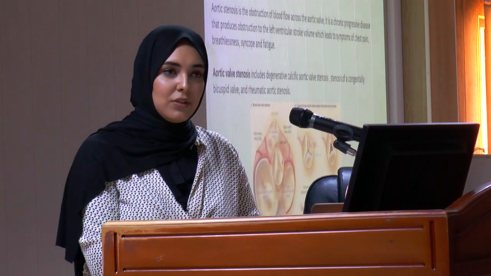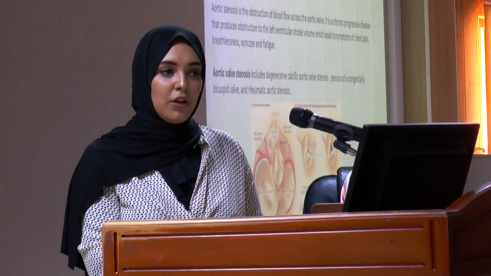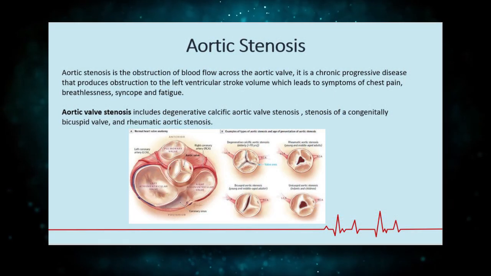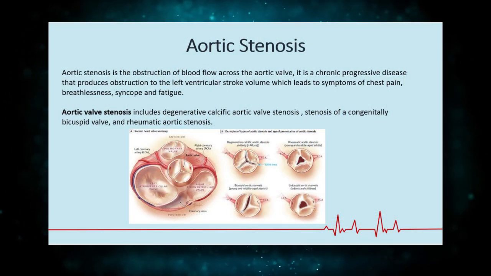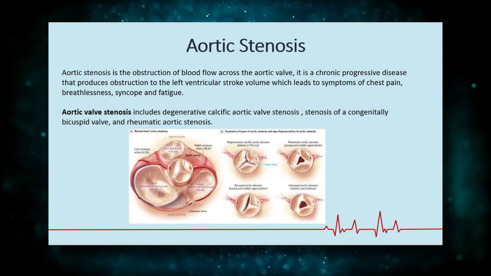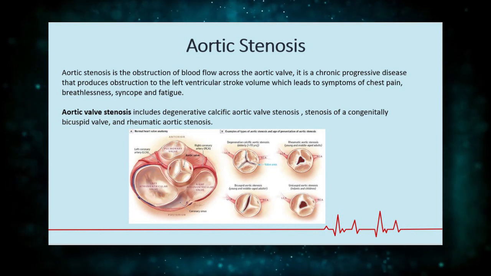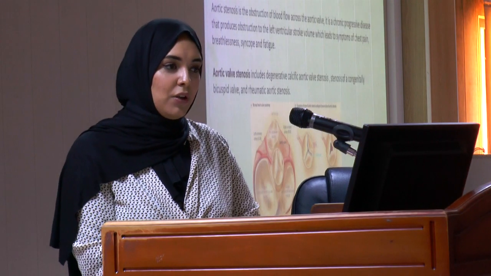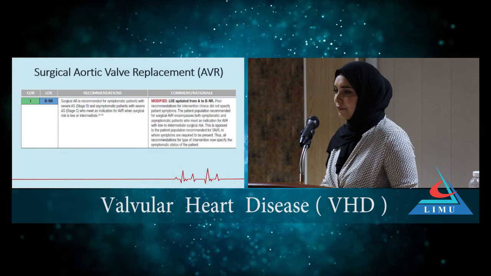As we know, aortic stenosis is the obstruction of blood flow across the aortic valve, and it is a chronic progressive disease that affects the elderly mostly. It produces obstruction of the left ventricular stroke volume, which may lead to symptoms such as chest pain, breathlessness, syncope, and fatigue. However, some patients may be asymptomatic. It may be due to either a degenerative calcific aortic valve or stenosis of a congenitally bicuspid valve, or may be due to rheumatic aortic stenosis.